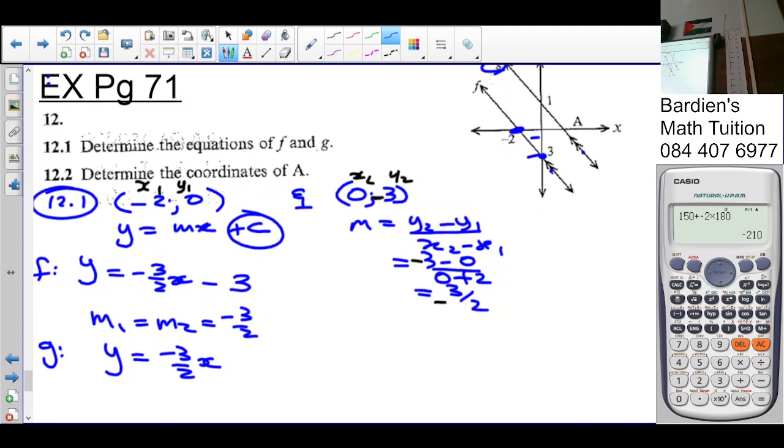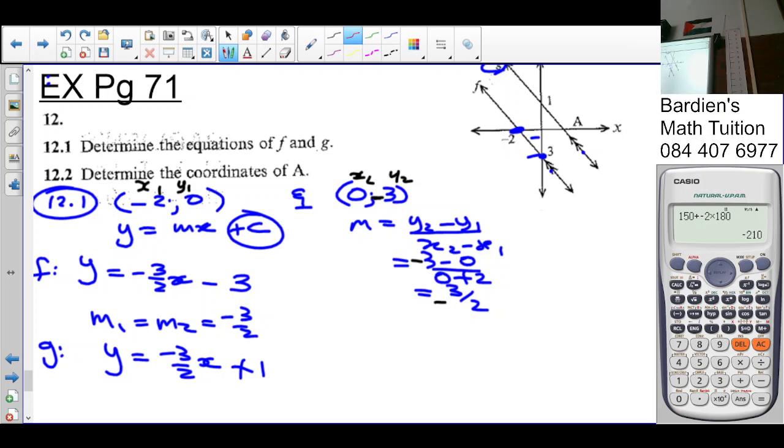And c is your y-intercept, not so? What's your y-intercept here on this graph? 1. Can you see that, people? Right, it cuts your y-axis. That's going to be 1. And that's the graph of g of x. You all okay with that?